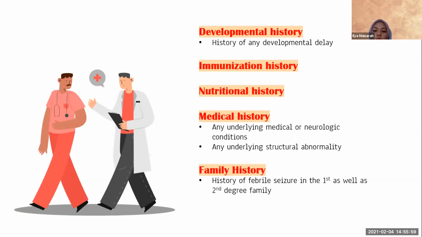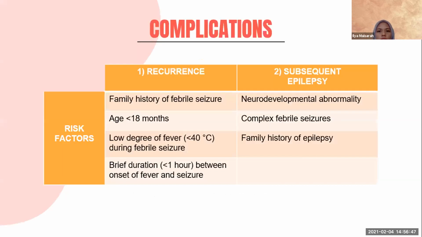Next is the immunization history. Based on some research, there is a small risk to develop febrile seizure after administration of certain vaccines, for example, the MMR vaccine. For nutritional history, we want to know about the diet to rule out metabolic imbalance, also an etiology of the seizure. In the medical history, is there any underlying medical, neurological, or sexual abnormality to rule out the etiology of the seizure? And lastly, about the family history, any family history of febrile seizure in first degree and second degree family.